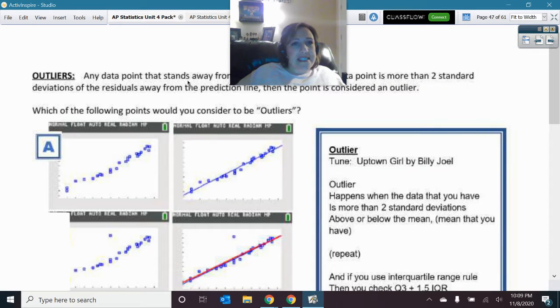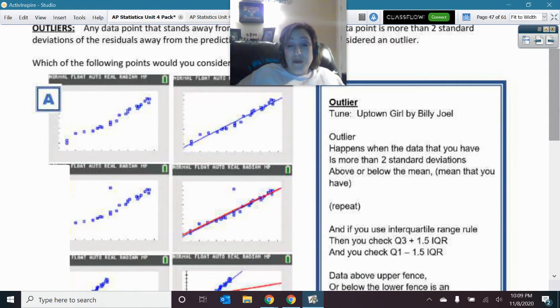All right, let's take a look at these outliers. I think those are pretty easy to understand. It's any data that stands out from the other data, okay? More than two standard deviations of the residuals away. Okay, so because of that, it's really in this y direction because it has more than two standard deviations of the residuals. Okay, so that then impacts some of what you think of as an outlier.